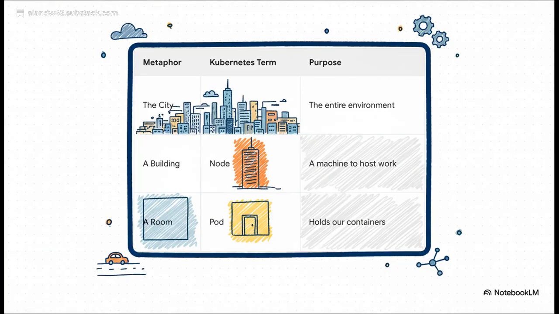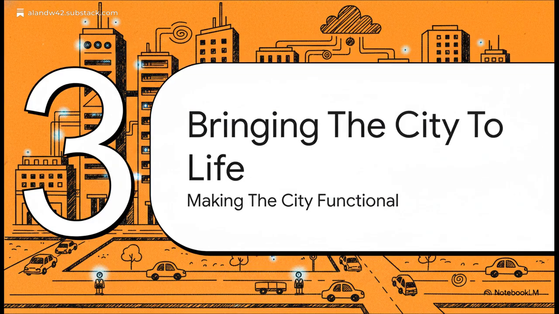Okay, let's just quickly put that all together because this is the foundation for everything. It's a really simple hierarchy, right? You've got the city, which is our cluster. The city is filled with buildings, which are our nodes. And inside those buildings, you have rooms, our pods. And that's where our containers actually live. Got it? City, building, room. That's the basic layout.